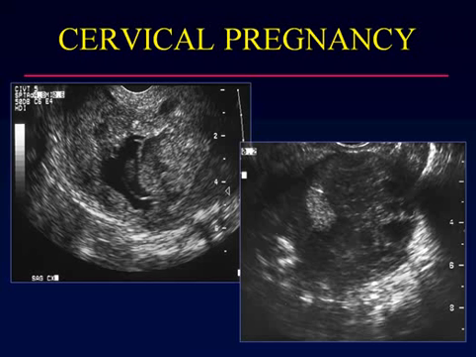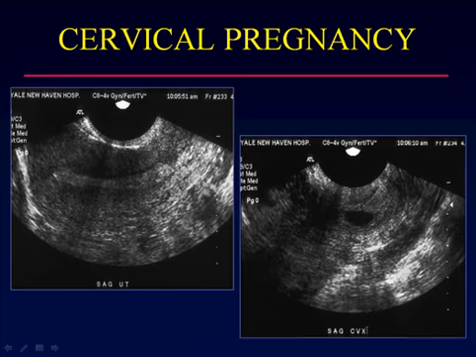Here are a couple of other older cases. Again, you can see this gestational sac within the cervix, eccentric trophoblastic tissue embedded into the cervical wall. And here you see the little embryo and amnion with this very irregular gestational sac within the cervical wall. Early on, it can be very difficult to differentiate a cervical pregnancy, however, from a miscarriage.